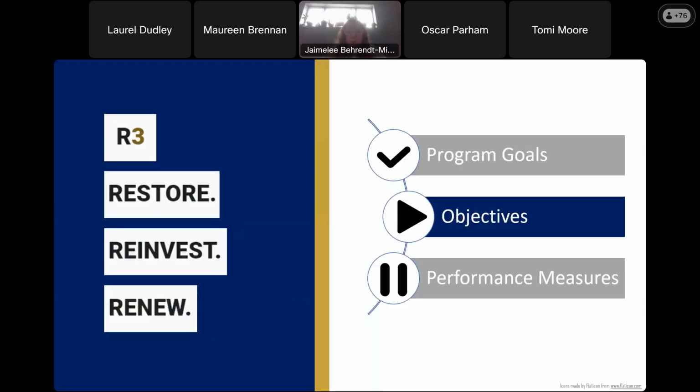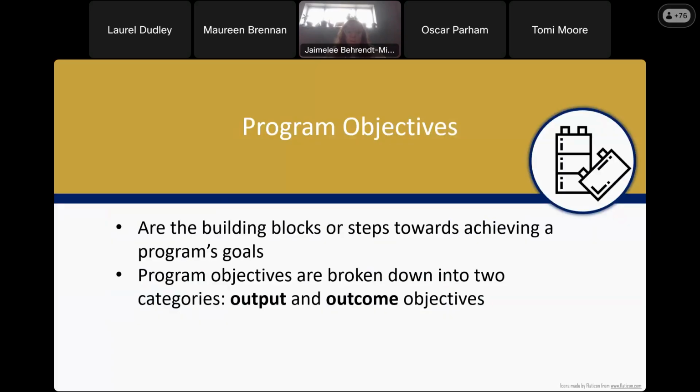So at this point, we're going to jump into the objectives. And the objectives really are building blocks or steps that you're working on towards achieving that goal. And program objectives are really broken down into two categories. So we have output objectives and outcome objectives.